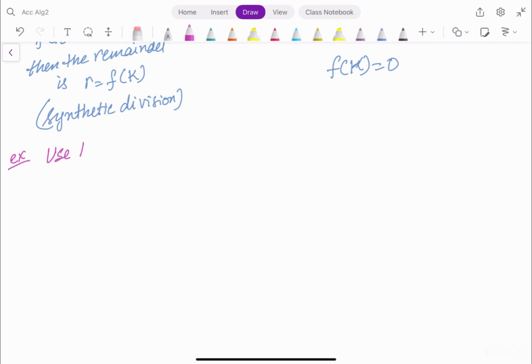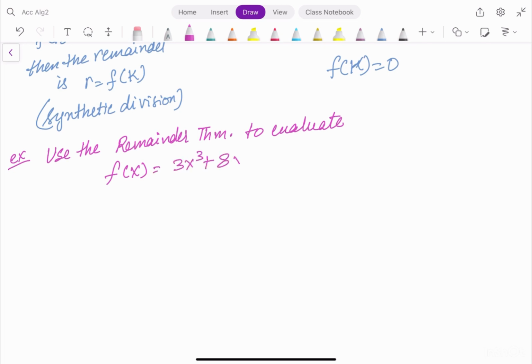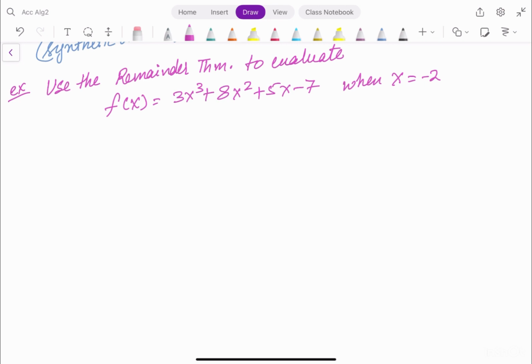So the question might say, use the remainder theorem. They will specify it. So use the remainder theorem to evaluate f of x when x is equal to -2. Now, what do you mean by x is equal to -2? I can also write x is equal to -2 as x plus 2, right? That is nothing but the linear. So k is -2 in this case.